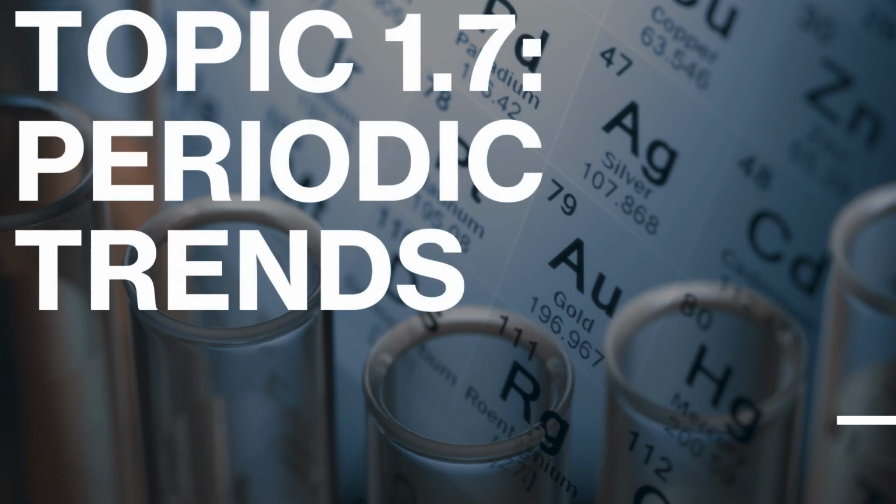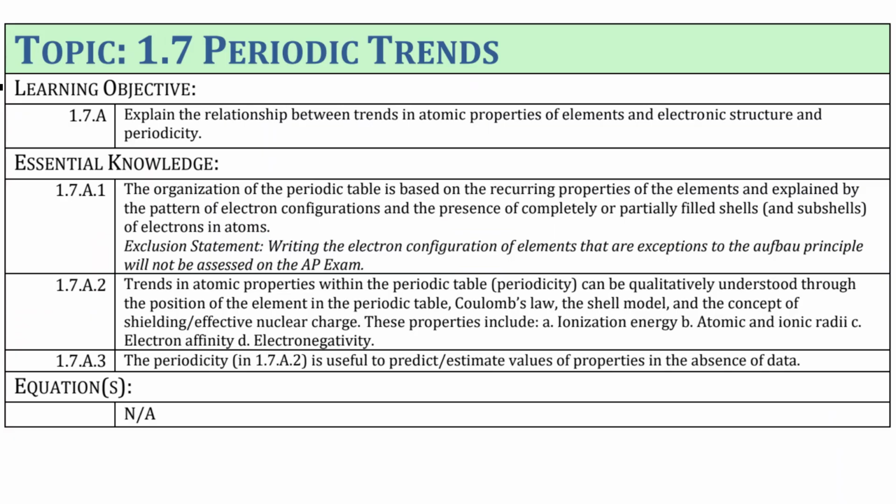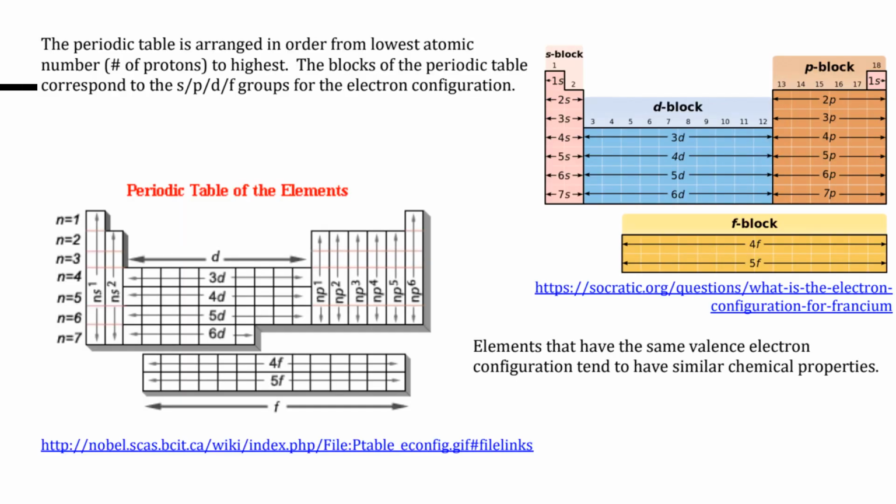This is topic 1.7, periodic trends. The objective is to be able to explain the relationship between trends and atomic properties of elements, electronic structure, and periodicity. The periodic table is arranged from the lowest atomic number of protons to the highest. The blocks of the periodic table correspond to the s, p, d, f groups of the electron configuration. Remember the s block, p block, d block, f block, and how they're arranged.